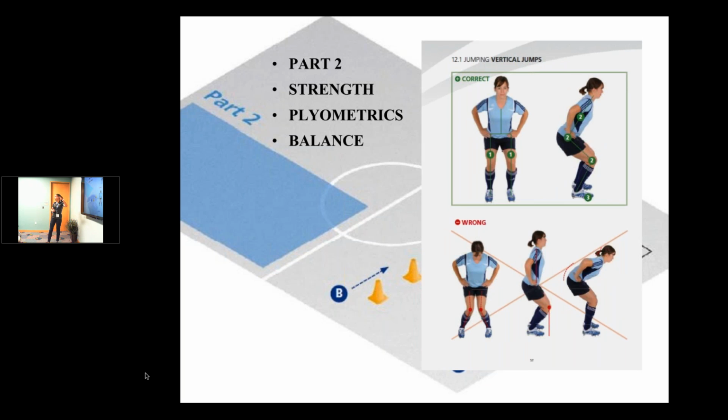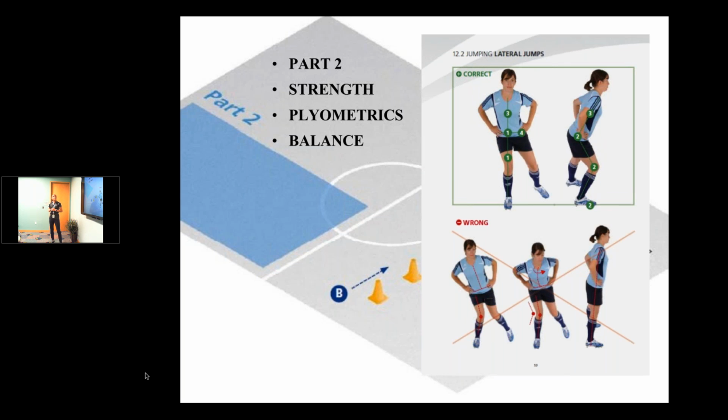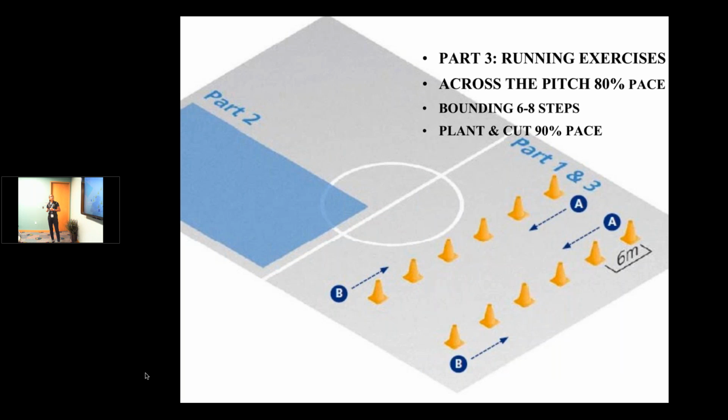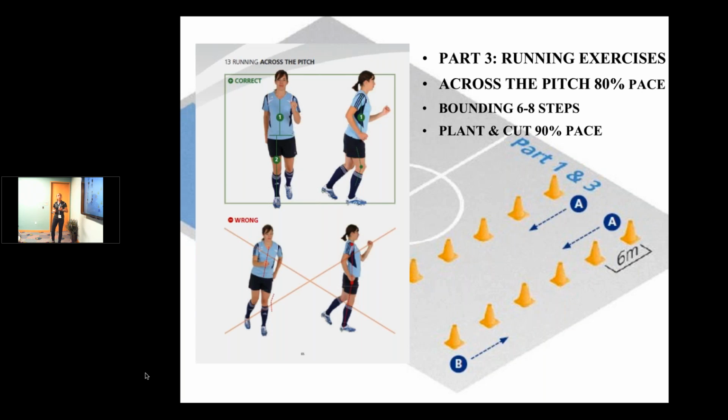Vertical jumps, and now we're bringing in a little bit more. So we're taking all these fundamental movements and we're adding some plyometrics to it. Now we're getting into the running exercise at a little bit faster pace.